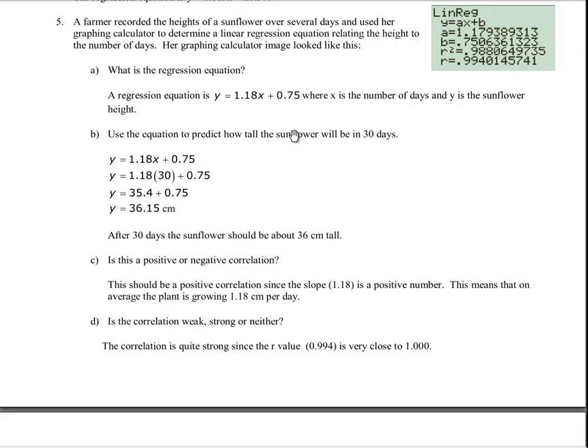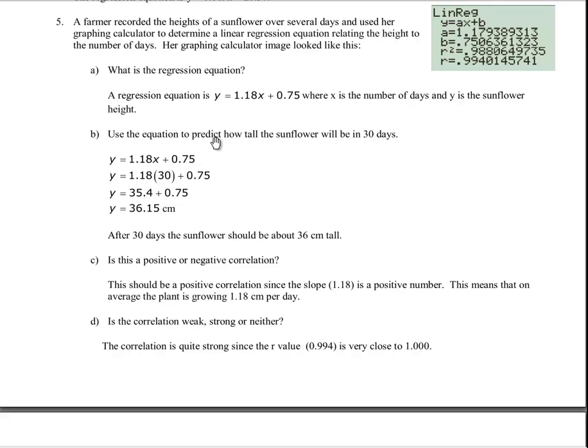For the next question, number 5, we're told that this farmer has recorded the heights of a sunflower over several days and used her graphing calculator to determine a linear regression equation relating the height to the number of days it's been growing. And her graphing calculator image looks like this. So this is telling us that the a value would round to 1.18, and the b value is about 0.75. So a regression equation would be y equals 1.18x, so we're putting the a value in place of the a here, plus 0.75, where x is the number of days and y is the sunflower height.